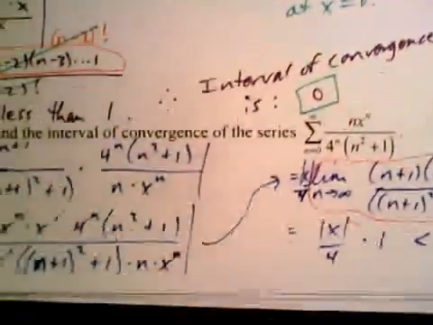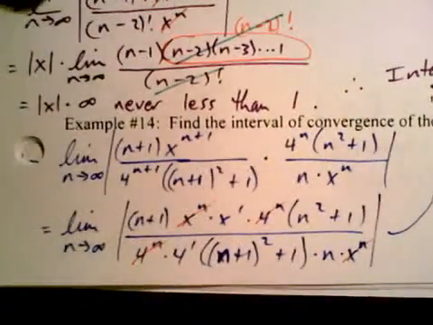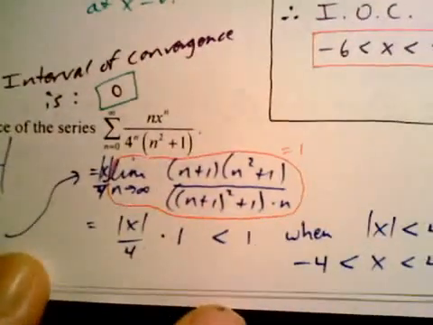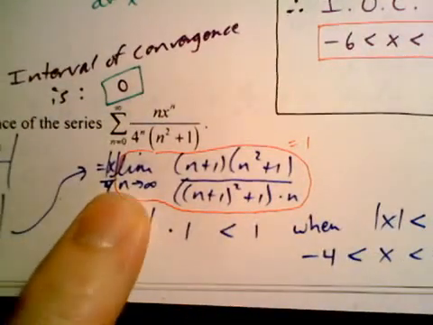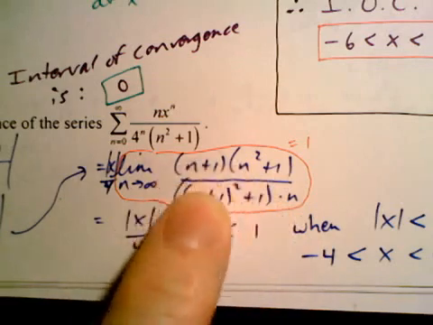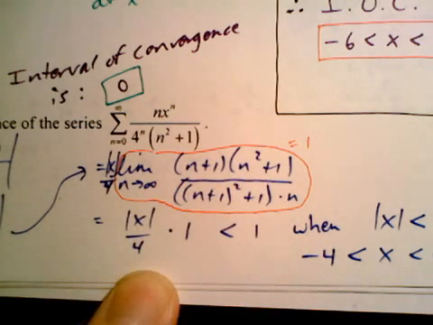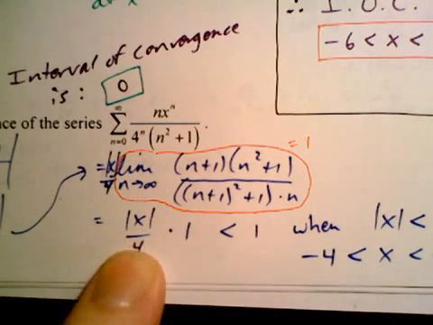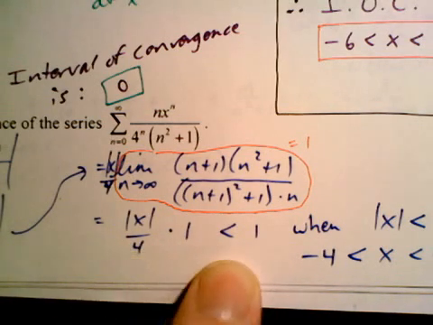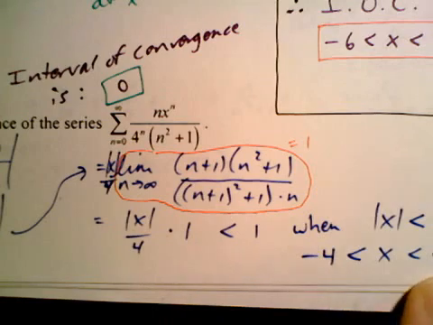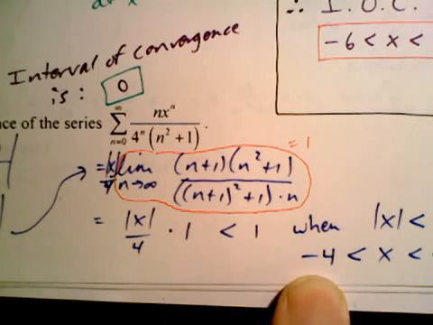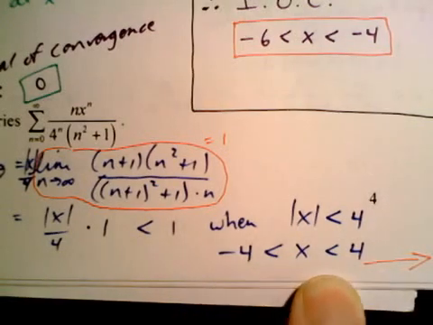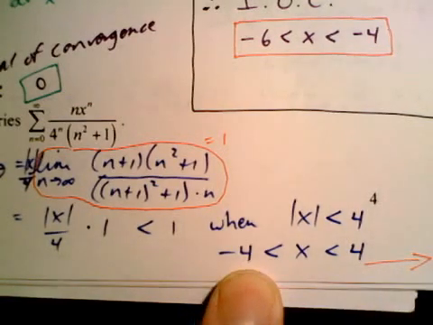Okay, so example 14. Here's some work here. You get the absolute value of x over 4 times the limit, and this limit here is 1. And so this is just like one of our other examples. This limit, absolute value of x over 4, is less than 1 when x is between 4 and negative 4. So again, we're trying to find the interval of convergence, and so we're not done yet. This is only the beginning. You have to also test the endpoints.